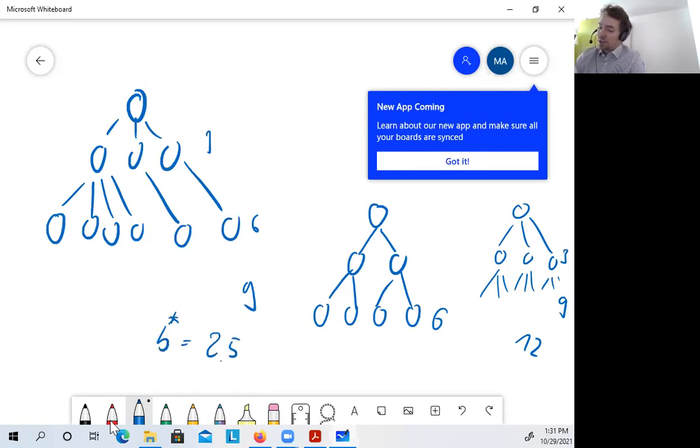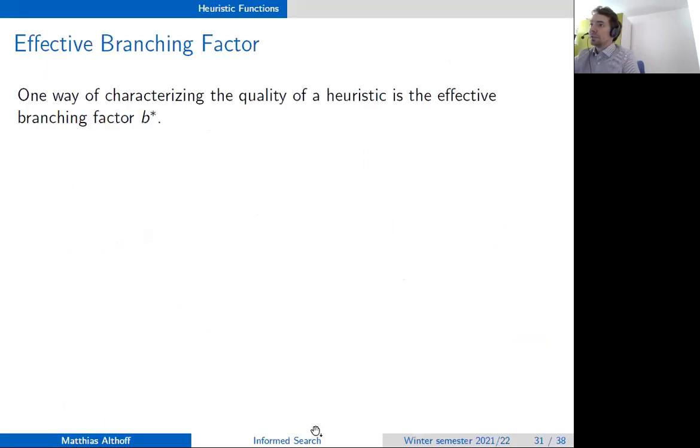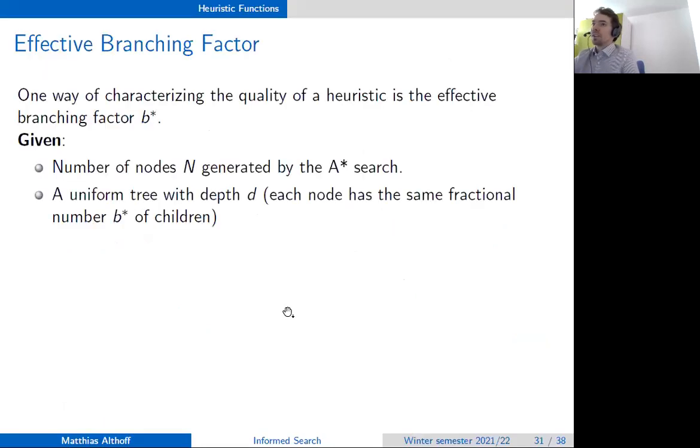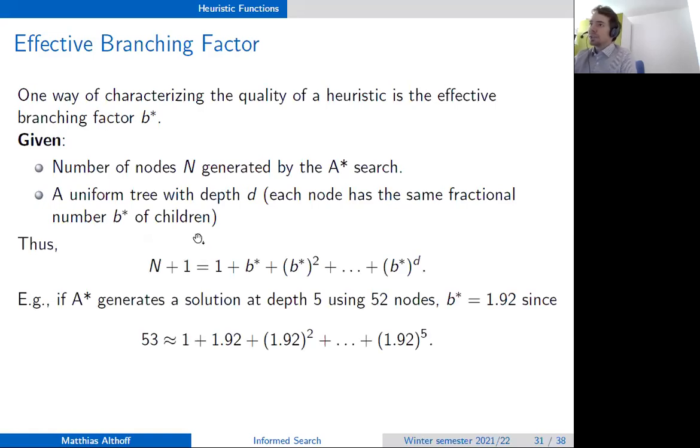So of course, in reality, you always have a different number of children, but we want to count the number of all children and want to have an average branching factor, which gives us an idea how many children we have to expand for each node on average. Okay, yeah, that's what it does. So let's look at an example. Or let's look first at the formula.